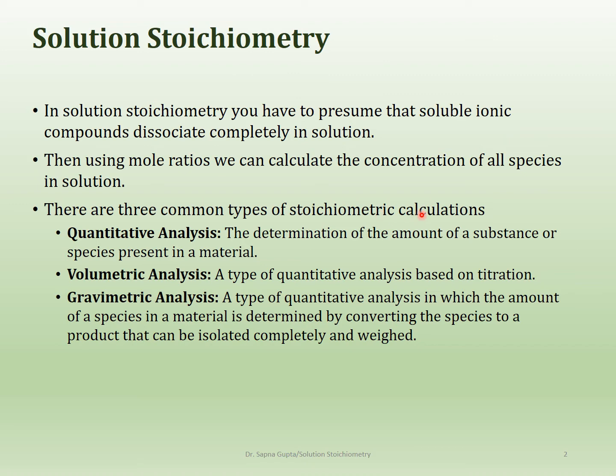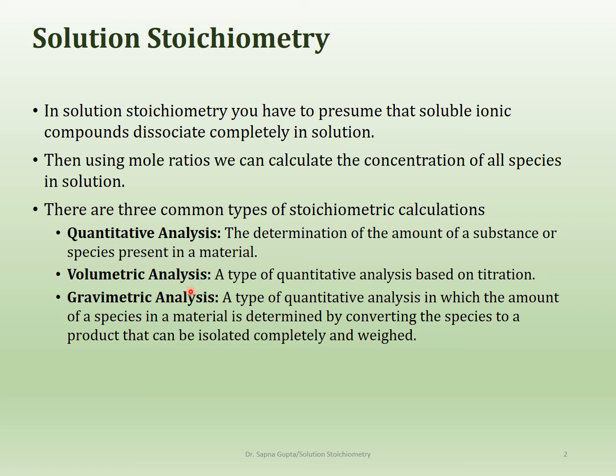So there are 3 kinds of stoichiometric calculations that we do. One is called quantitative, and in this case, you're just trying to determine the amount of substance you have in a material, or any kind of a solution. The second one is volumetric analysis, and this is based on titration. Titration is a very common technique that you use for determining the unknown concentration or amount of solute in a solution. In this case, you will use things like burettes and pipettes. And once you do the titration, you can find out the unknown concentration.